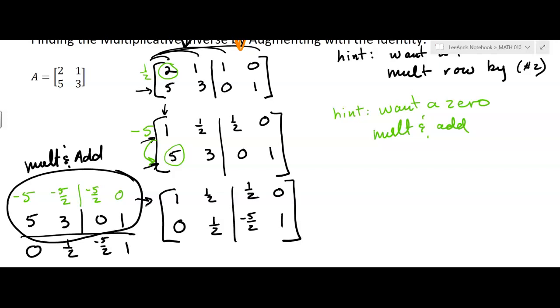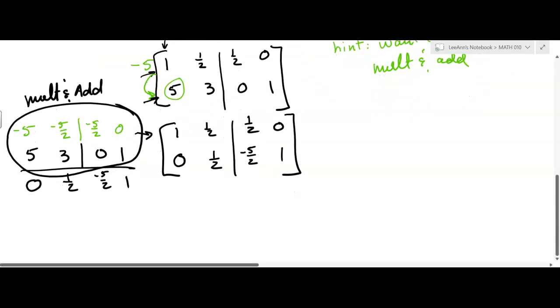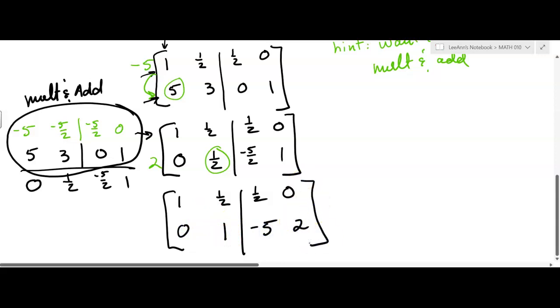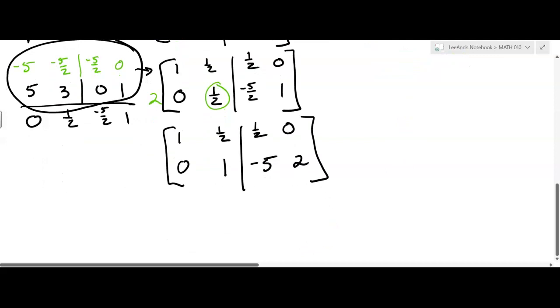Now, there's a couple things you could do here. I would just multiply this bottom row by 2, because my next goal is to get a 1 right here. This is how I would do it. Like I said, other people have different methods. So I'm going to copy the top row. I do love working with matrices, but that's how I would do it.